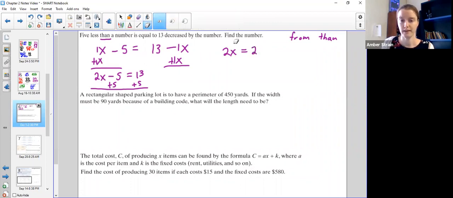Nope, sorry. Getting ahead of myself. 18. And then last dividing to see that the x would be a 9.